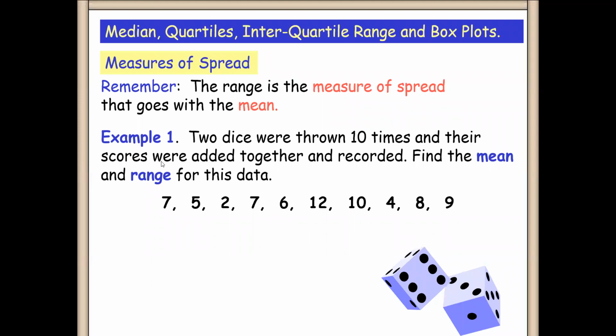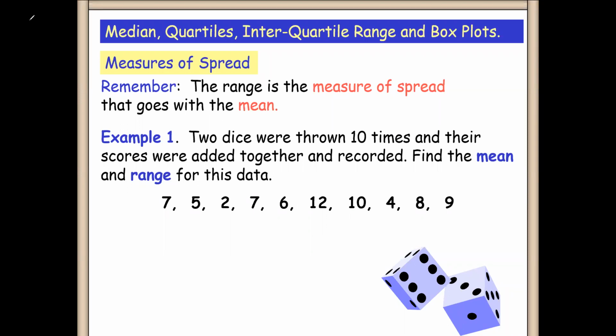So if we look at our example that I have here, we have two dice thrown 10 times, and we see that the scores were added together and recorded. The first question is to find the mean and range of this data.